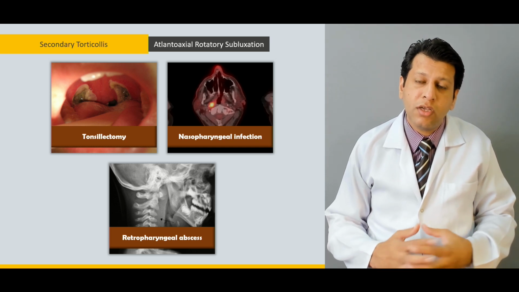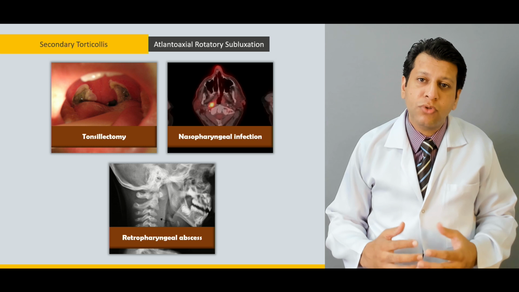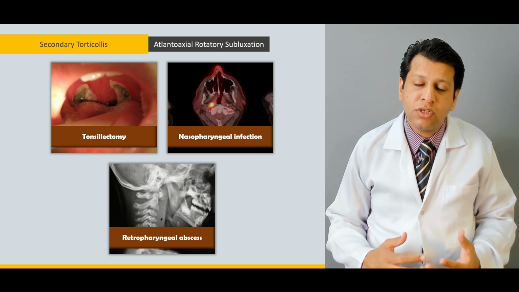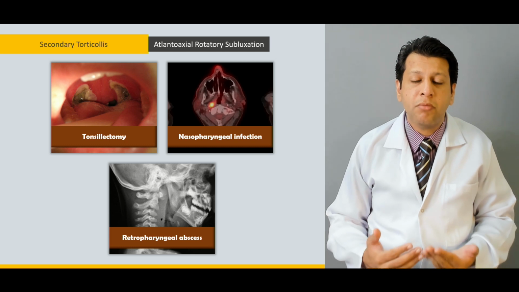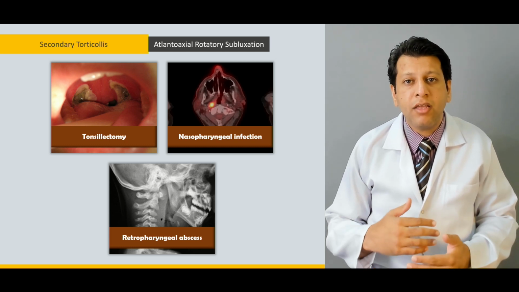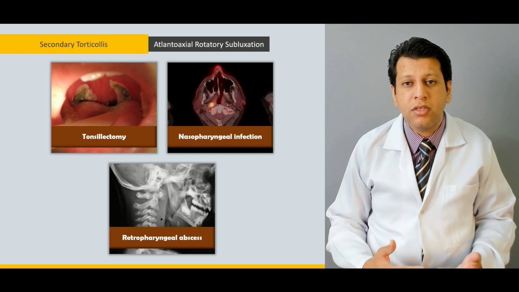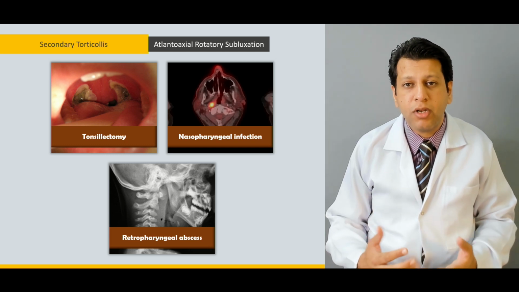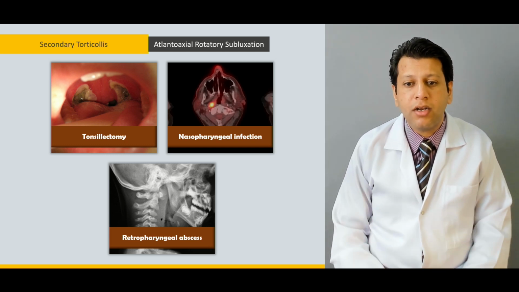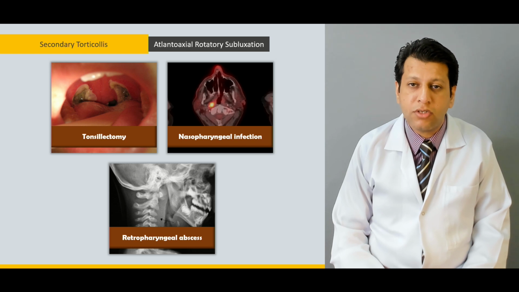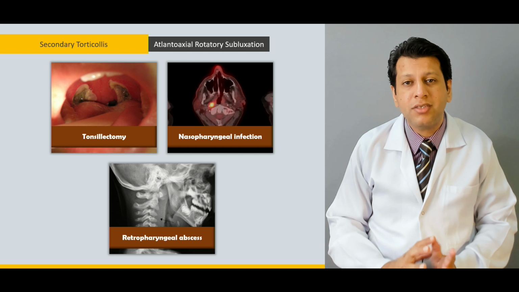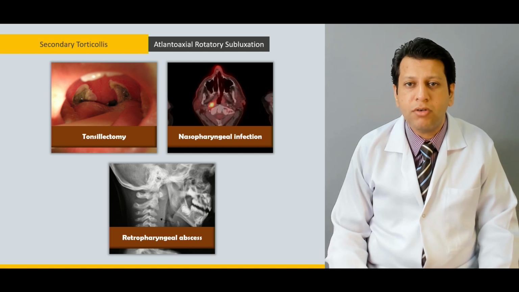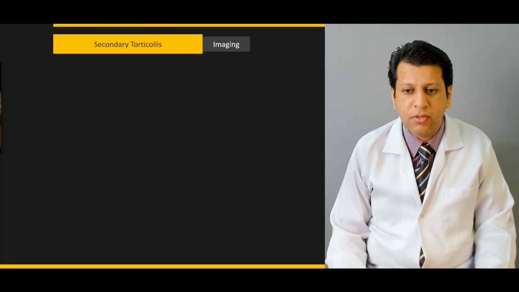Now, usually during this surgical procedure, there may be iatrogenic injuries to certain ligaments, such as the transverse ligament, apical ligaments, or alar ligaments, and eventually post-surgery, once the fibrosis develops, they may present with atlantoaxial rotary subluxation, which would mimic the signs and symptoms of torticollis, but it is usually a slightly different entity as compared to torticollis.